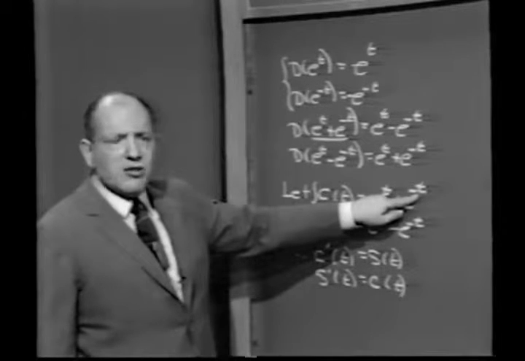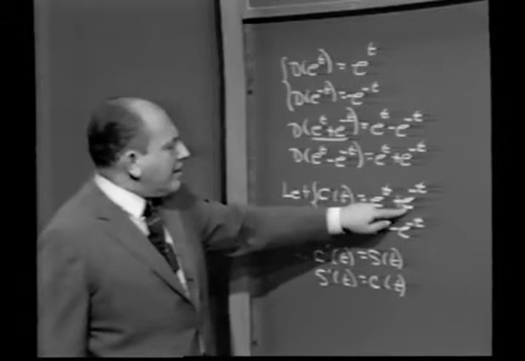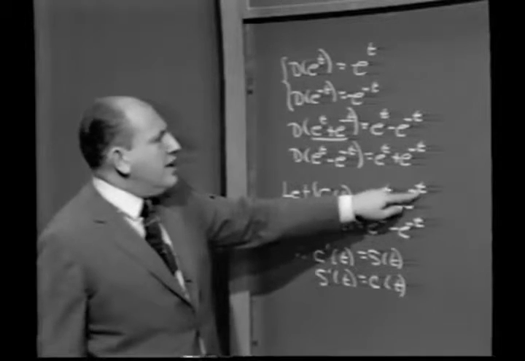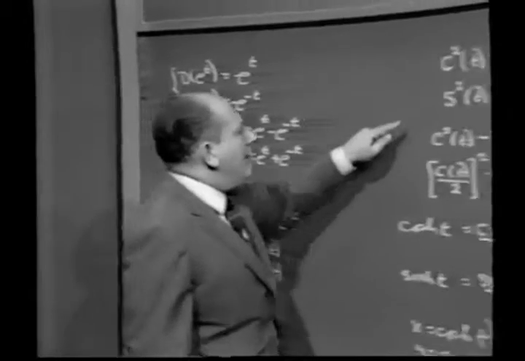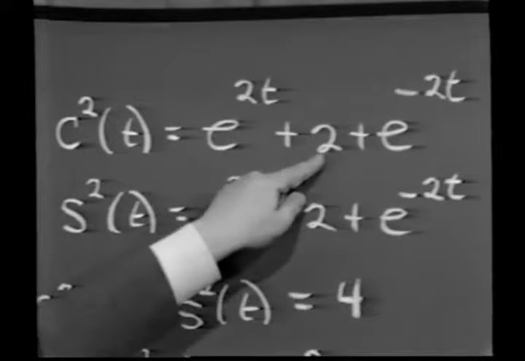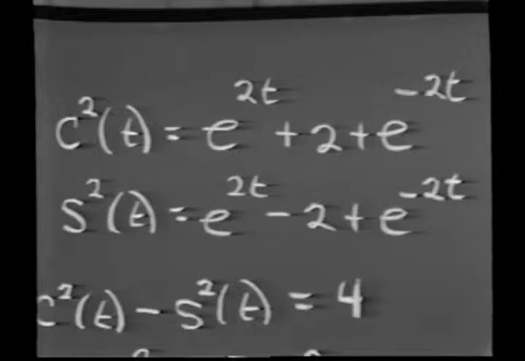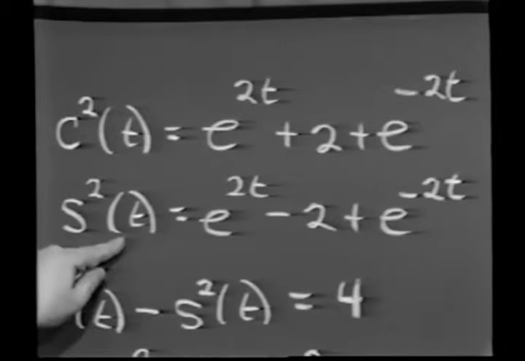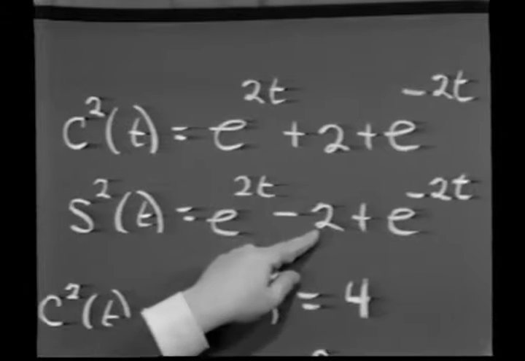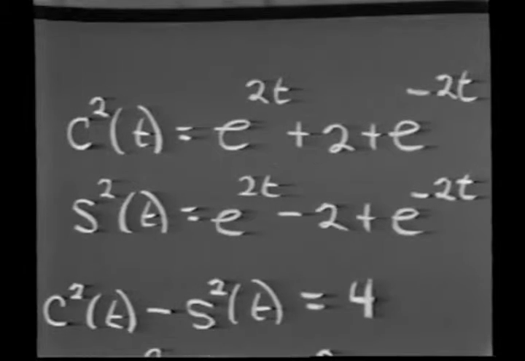is e to the 0, which is 1, plus e to the minus t squared, which is e to the minus 2t. In other words, putting this all together, the square of c is e to the 2t plus twice 1, which is 2, plus e to the minus 2t. Similarly, when we square s, we get exactly the same thing, only with a minus 2 as the middle term rather than a plus 2.